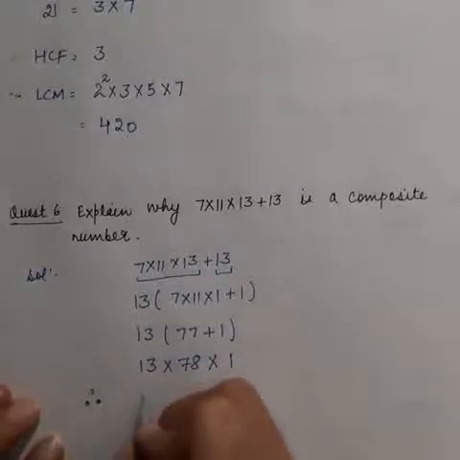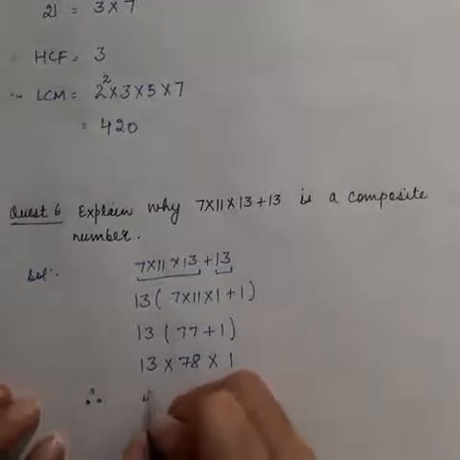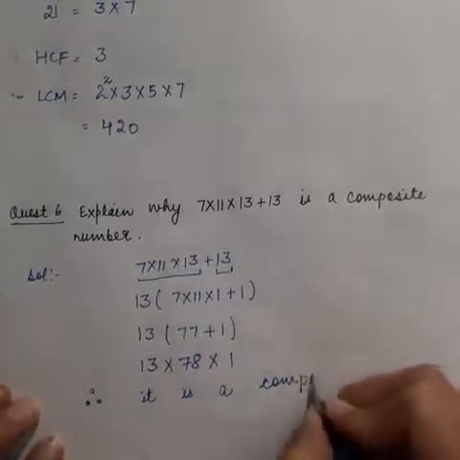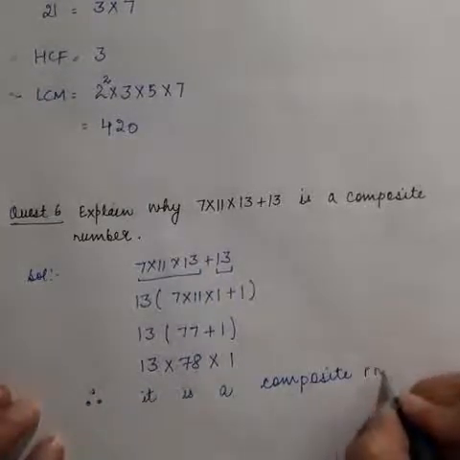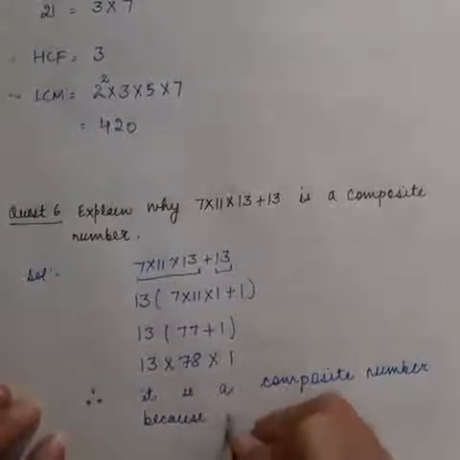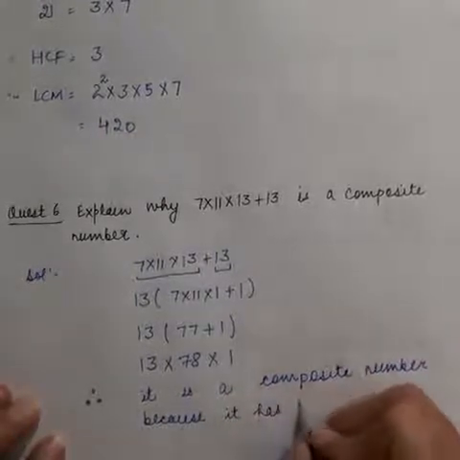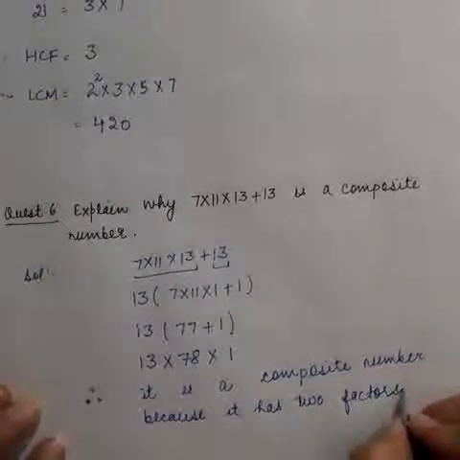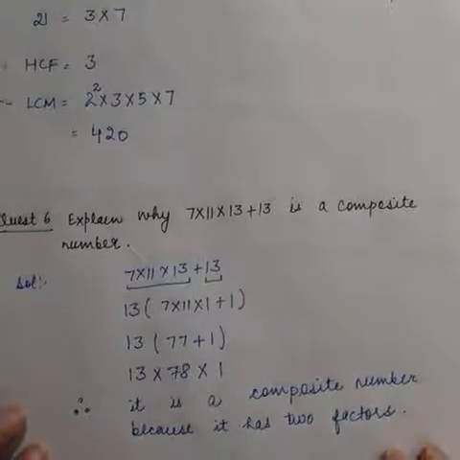Therefore, it is a composite number because it has more than two factors. Whenever you are able to show that the number has more than two factors, therefore it becomes a composite number.